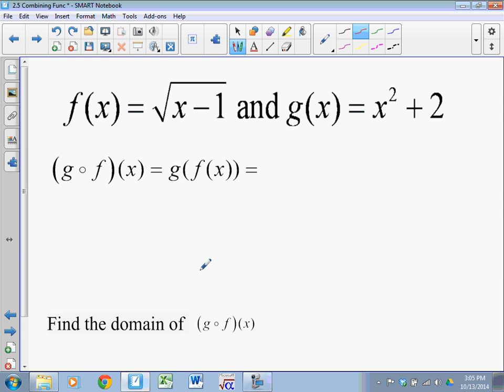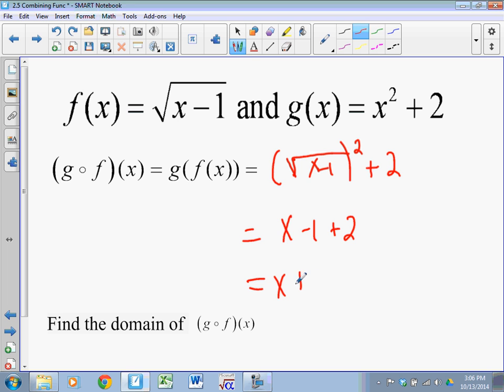And let's try this one. g of f of x. So I put the square root of x minus 1 squared plus 2 in. Well, the square root squared becomes just x minus 1 plus 2. So I get x plus 1.